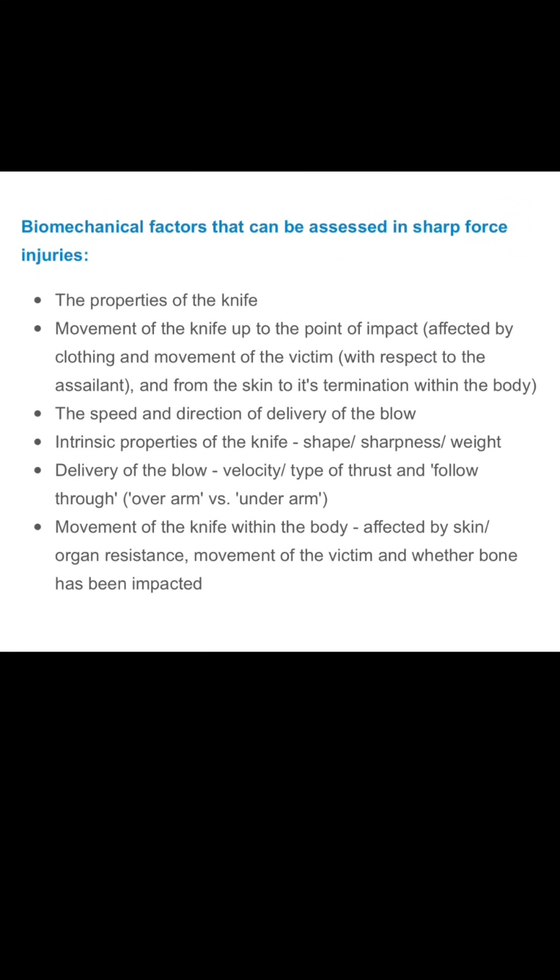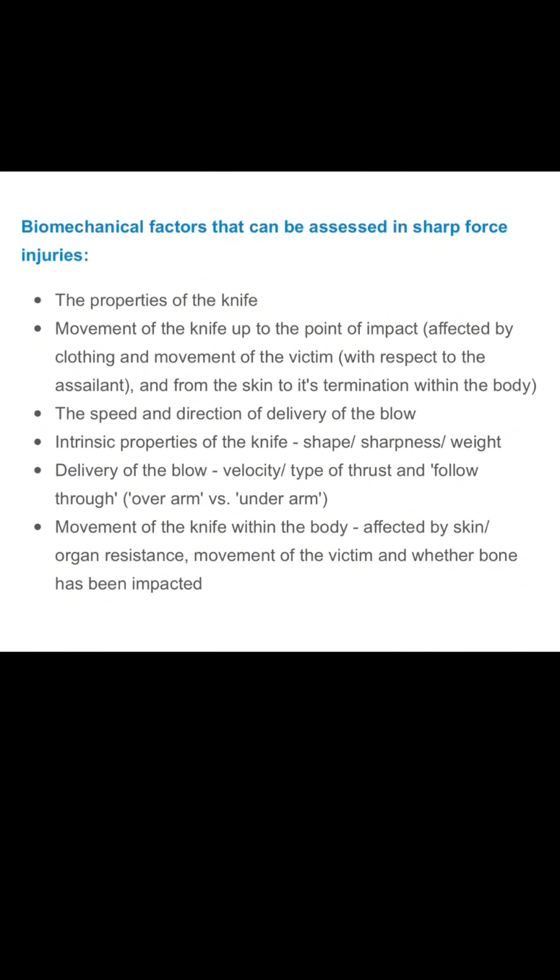And then the article talks about biomechanical factors that can be assessed in sharp force injuries. The properties of the knife, movement of the knife up to the point of impact, affected by the clothing and movement of the victim with respect to the assailant, and from the skin to its termination within the body, the speed and direction of delivery of the blow, intrinsic properties of the knife, shape, sharpness, weight, delivery of the blow, velocity, type of thrust, and follow through, overarm or underarm, movement of the knife within the body affected by the skin, organ resistance, and movement of the victim and whether bone has been impacted.